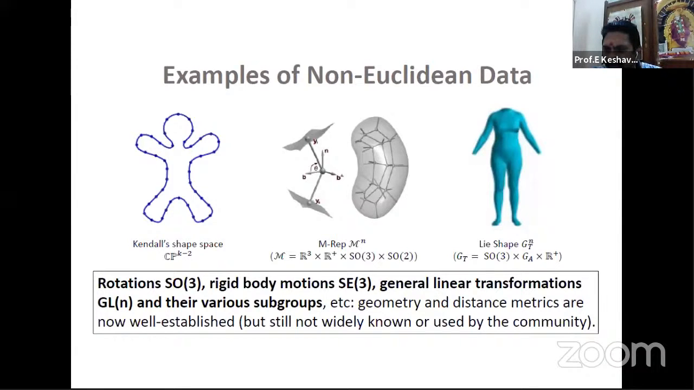What is a linear transformation and its various subgroups? For example, geometry and the distance metric are well established and well known. So this is how we can make it human.